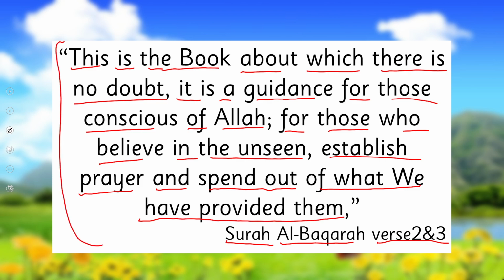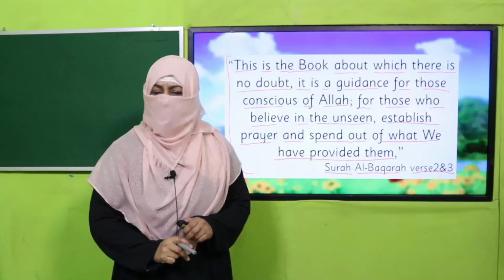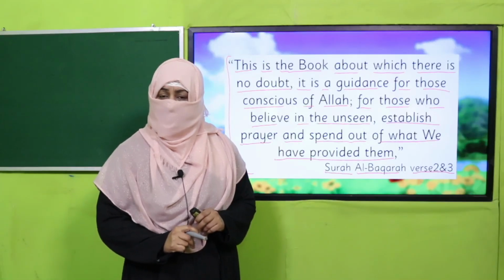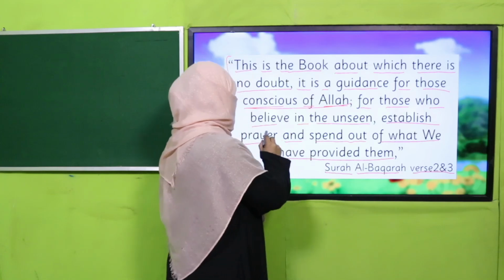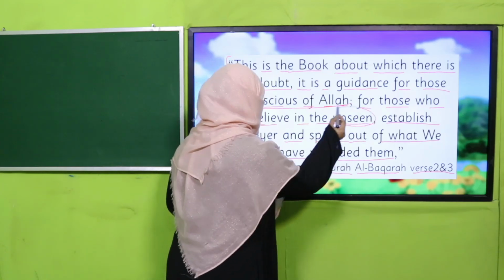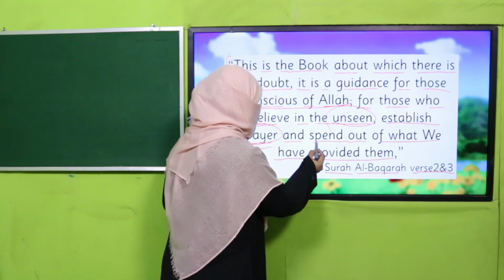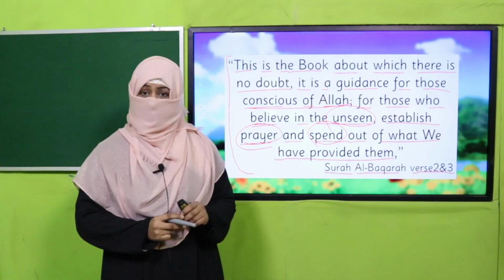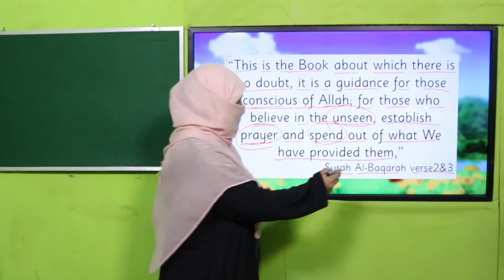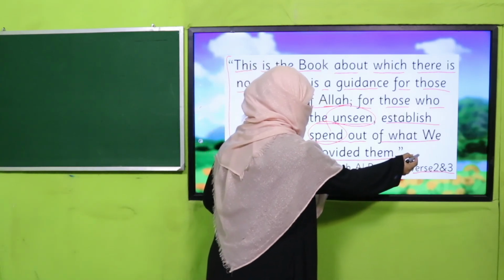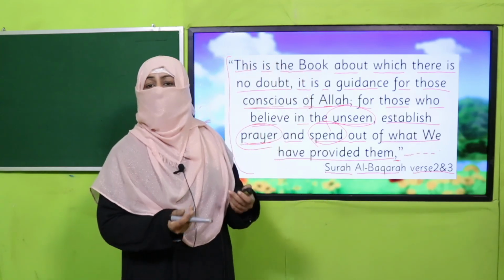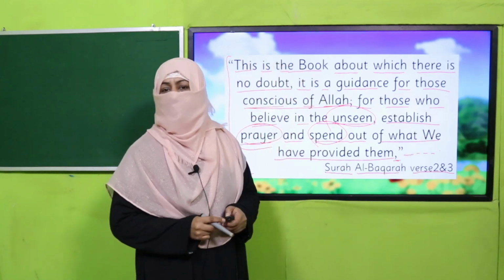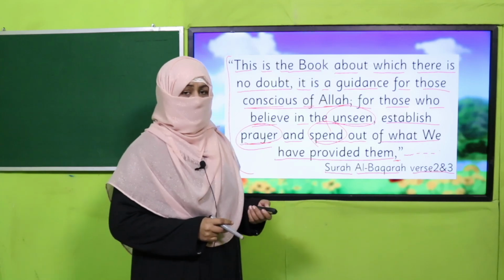Yes, my dear children, these beautiful verses tell us about the people who are conscious of Allah, what type of people they are. They believe in the unseen, they establish prayer, they spend out of what Allah has given them. So these are their qualities. And there is a comma, it means this topic still continues. So this is how punctuation marks help us to understand and write phrases. So we have already learned a few things.